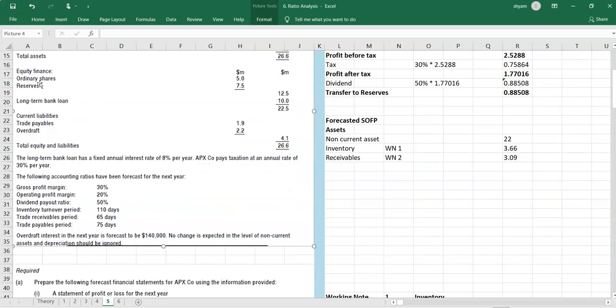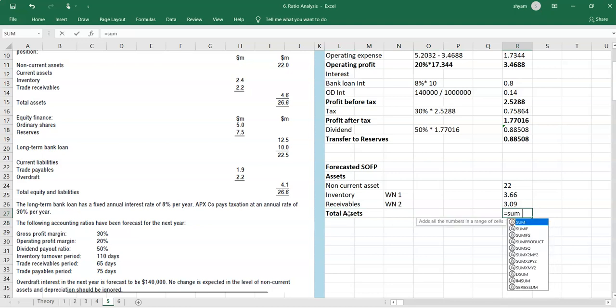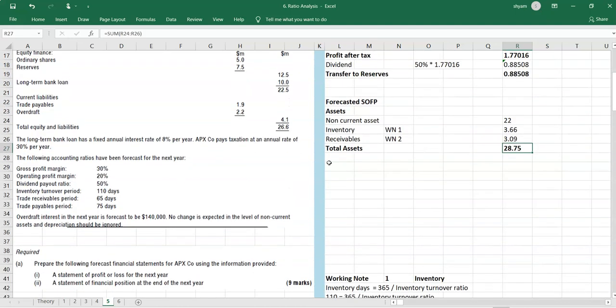Let's see what other numbers are missing from the asset side. From the asset side, we don't have any other numbers. We can get the asset total. So the total asset is 28.75, and we can move on to the liability side.